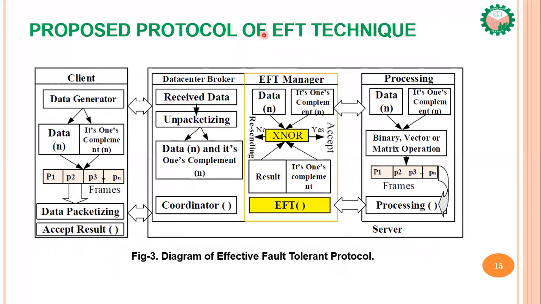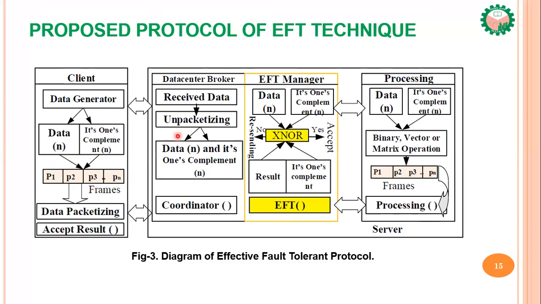This is the proposed protocol for the effective fault tolerance technique. The four major components here are the client, the data center broker, the effective fault tolerance manager, and the processing. The client takes the input data operands and data types, and the data and its one's complement are converted. Then all data are packetized, and all packets are submitted in a frame. This frame is sent to the server.